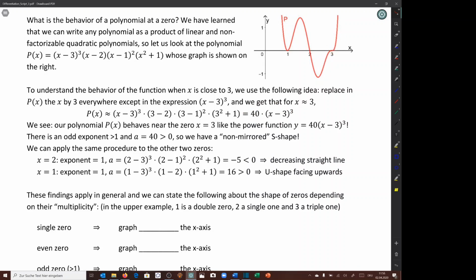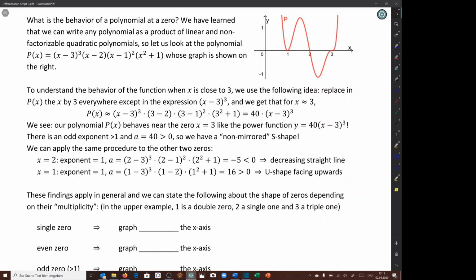We can now apply the same idea to the other zeros. So here we have a 0 at x equals 2. So again, we insert x equals 2 for all the rest, so we will get something times x minus 2. Well, this means we get a straight line. This something, when we insert everything in here, we find that it is minus 5. So minus 5 times x minus 2. This means we have a descending line, like here.